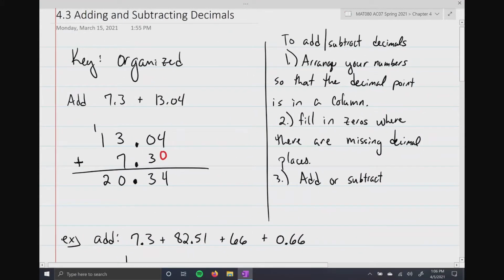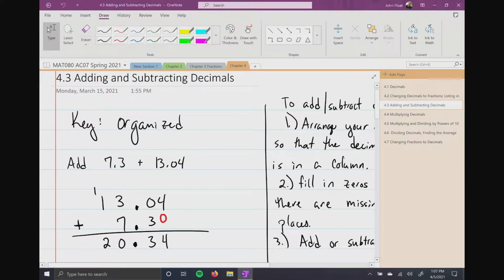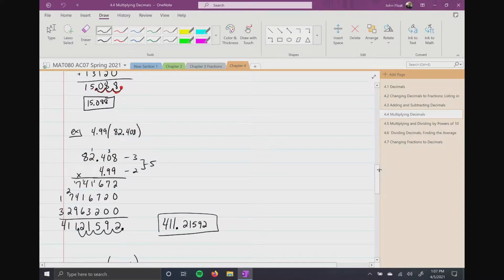we learned how to add and subtract decimals. Our goal was to arrange the numbers so that the decimal point is in a column. All your other decimal places should follow suit. Two, if you wanted to, fill in zeros where you have missing place values. Put little zeros in there. And then three, just do the operation, add or subtract. In section 4, multiplying decimals.